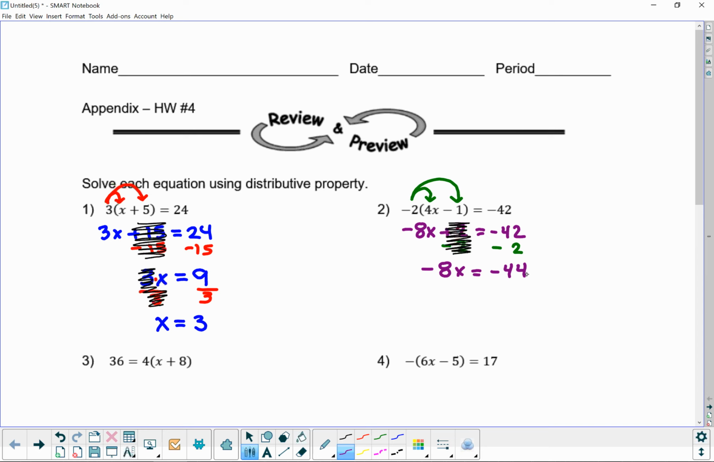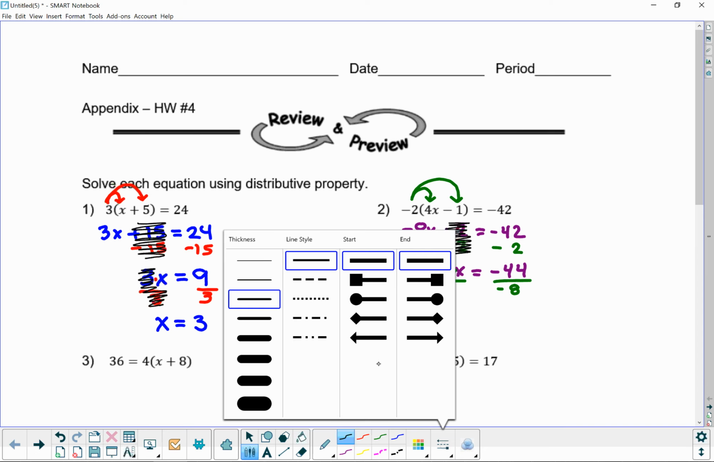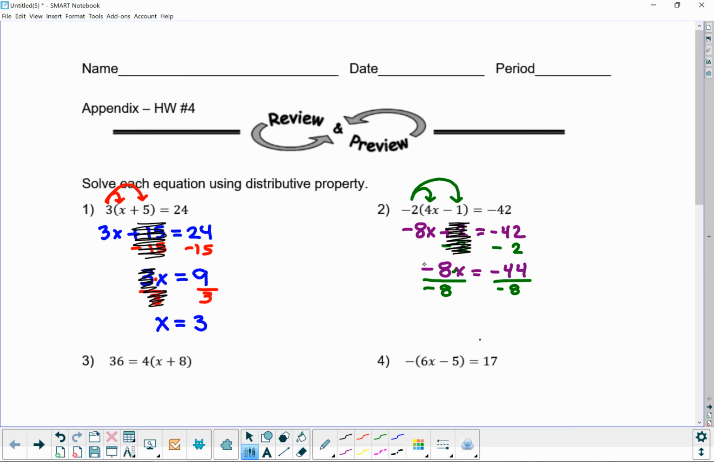Wow, that number actually doesn't work out. That's a positive 2, so yeah. And then we're going to divide it by, because this is a multiplication, we're going to divide it by negative 8. And by doing that, we're going to cancel out these negative 8's. And we get a final answer of x equals negative 44 over negative 8 comes out to be 44 over 8.